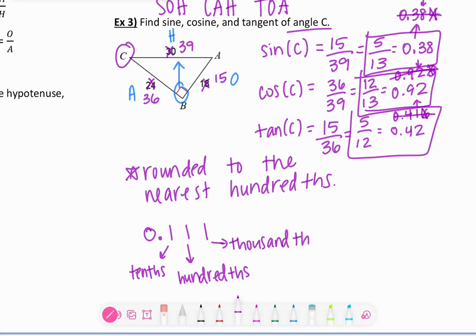So if it doesn't specifically say how many places after the decimal, if it says tenths, hundredths, thousandths, then now you know where you're rounding to. So you look at the number after that number, and then that's how you determine whether it rounds up or down. So that's just a little side note for you, just to remind you of what those place values are.